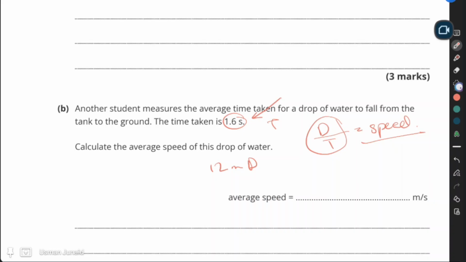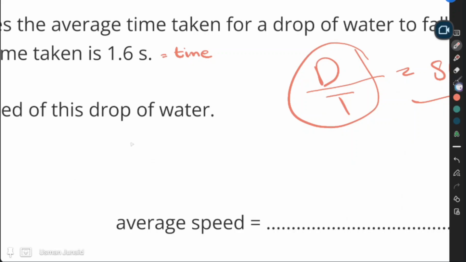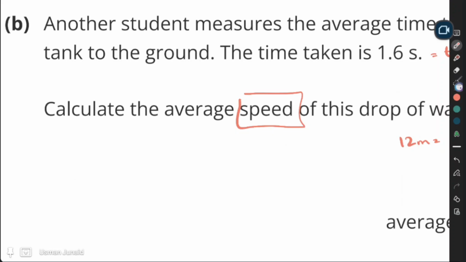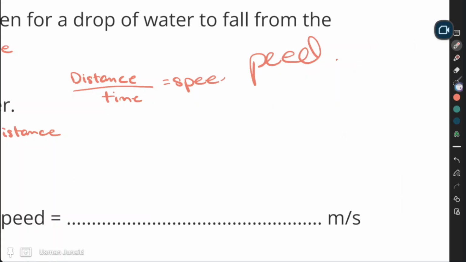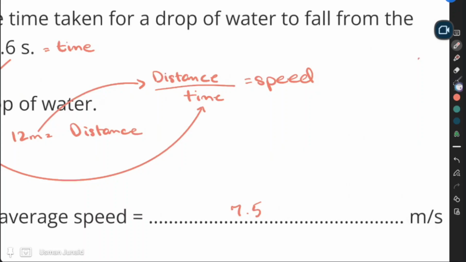Okay, so you have the time. This is your time. 12 meters is your distance. What you're asked is speed. Distance divided by time is speed, right? So can you put these values here? Yes, 7.5 meters per second.